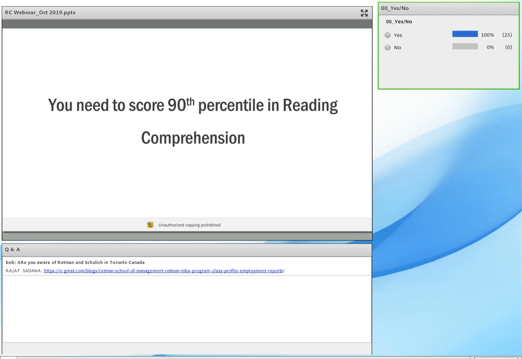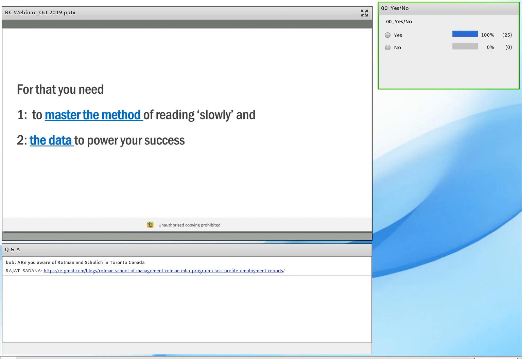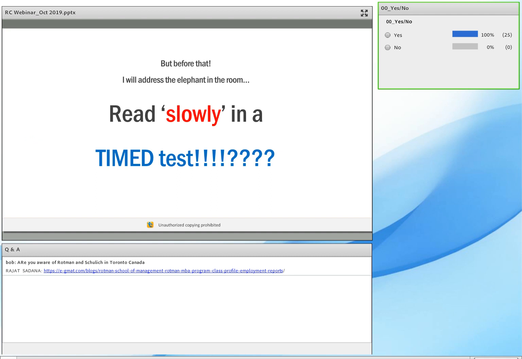Okay, so let's see how is it that you can get that ROI by aiming to get to that 90th percentile in reading comprehension. For that, you need to master the method of reading slowly, and you need to utilize data to power your success. Okay, so we've been talking about the method. I'm going to first talk about the method, the efficacy of the method, how you can learn the method, how the method has been successful, and then I'm going to talk about how you need to utilize the data that is provided to you on the e-GMAT platform to make sure that you are headed in the right path and get there in the most effective manner. Okay, let's talk about that.